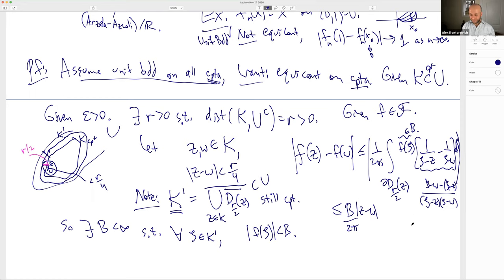In the denominator, what is the absolute value of this? What's the absolute value of zeta minus z? R over 2. It's exactly r over 2, because we're integrating over this ball of radius exactly r over 2. So zeta ranges over the ball that's exactly a distance r over 2 away from z. How about zeta minus w? How close could zeta possibly get to w, assuming w is within r over 4 of z?